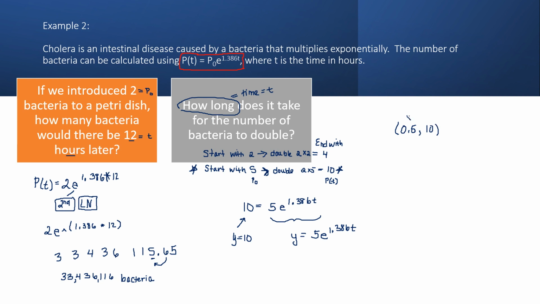And I know this is the x, this is the y. And I know that I used x right here instead of t. And so my time is 0.5, which is the same as 1/2 hour. So the number of bacteria for cholera will double every half an hour. So however many I put into that petri dish, half an hour later, I'll have twice as many.